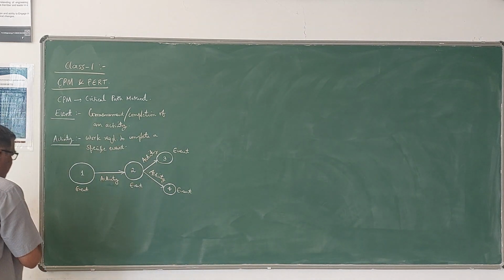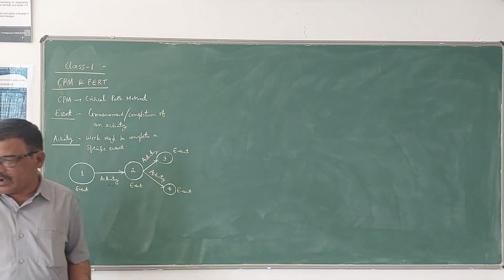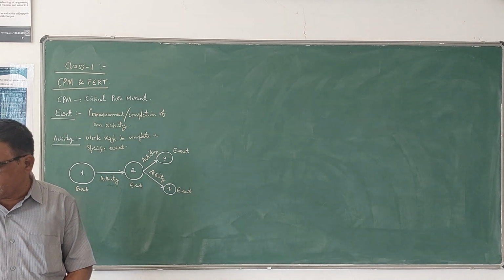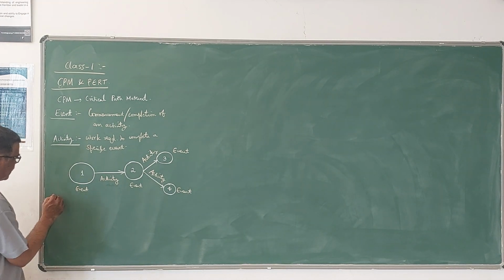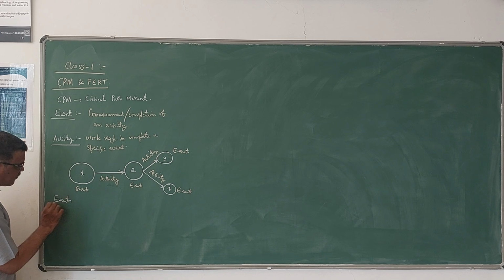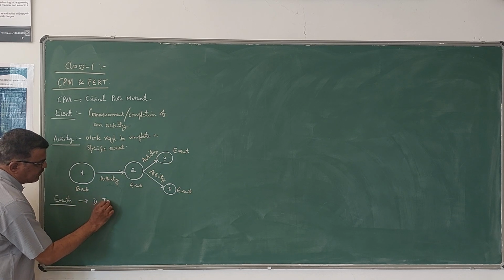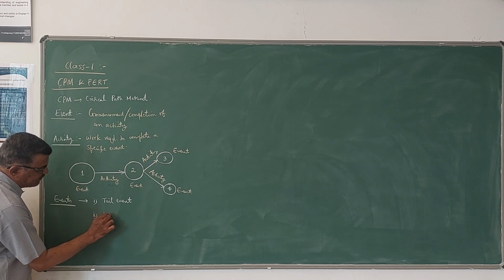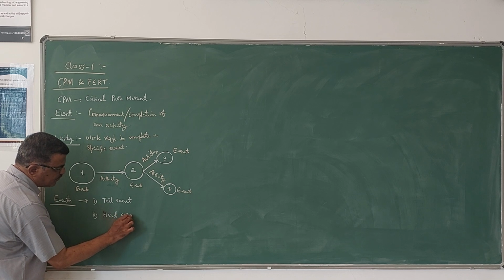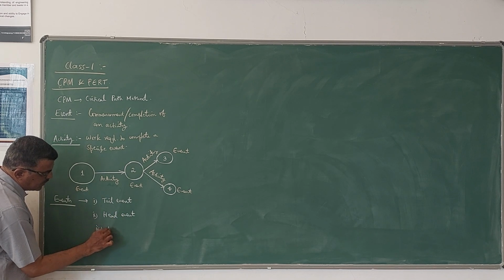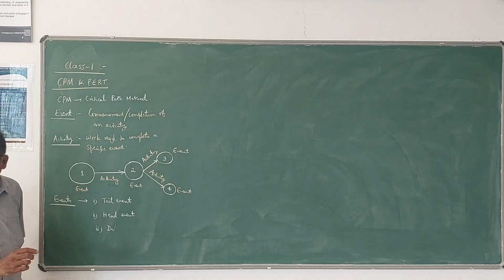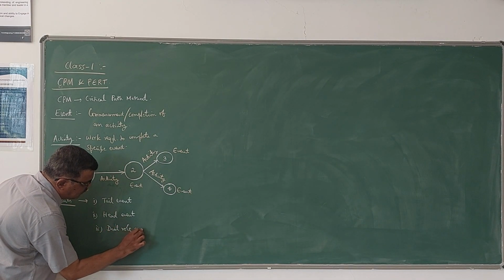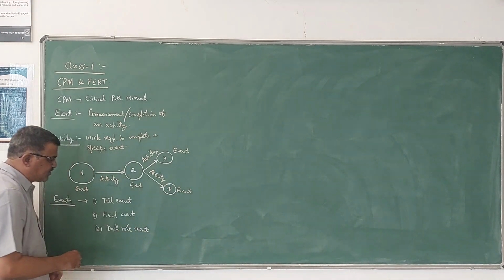Now, in events, we have different types of events. Mainly we will have tail event, head event and dual role event. So, types of events: the first one is tail event, the second one is head event, the third one is dual role event. Let us see what is the meaning of these.